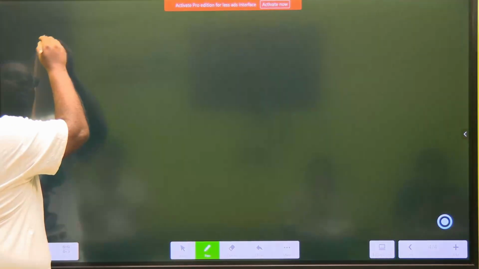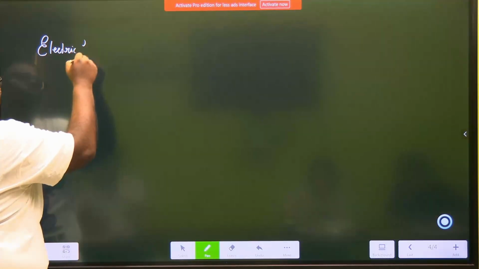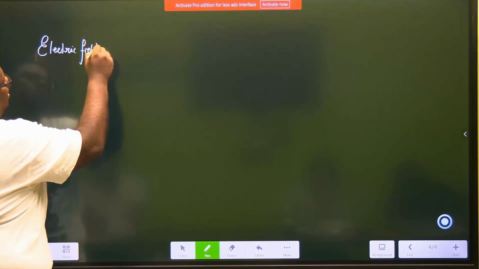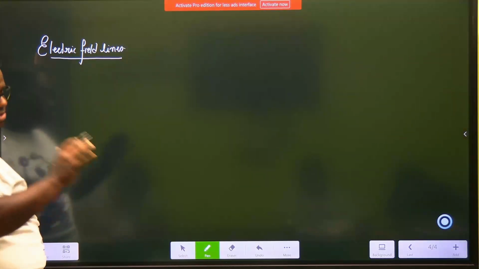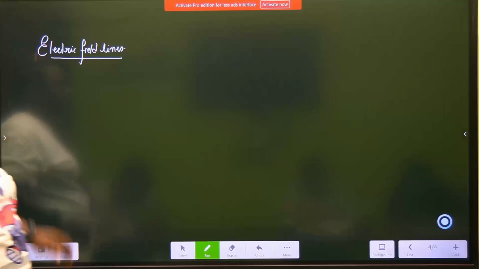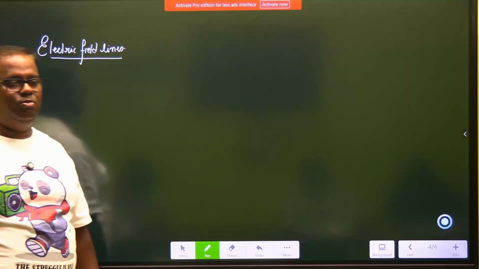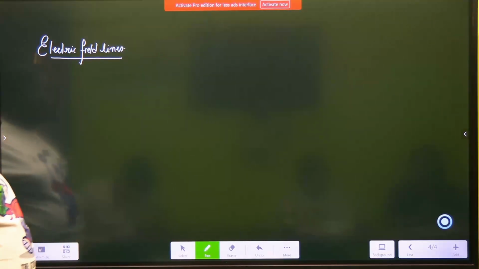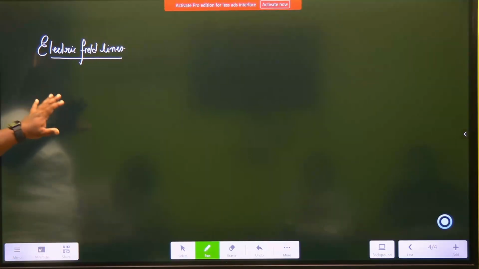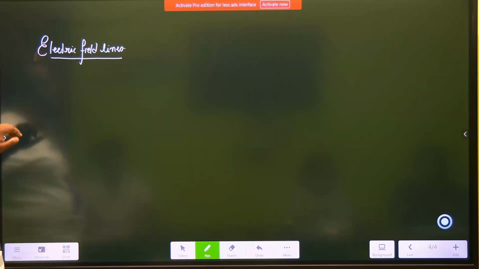Okay, our next topic is electric field lines. And then we will write about its properties. Now just understand and draw the diagrams that I'm drawing. Don't write these statements. I will dictate and you can write at that time. Whatever text I'm writing, don't worry about that. I will dictate. But whatever figures I'm drawing, try to understand those.